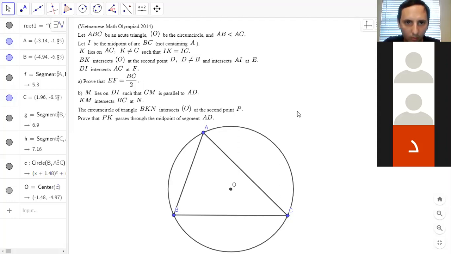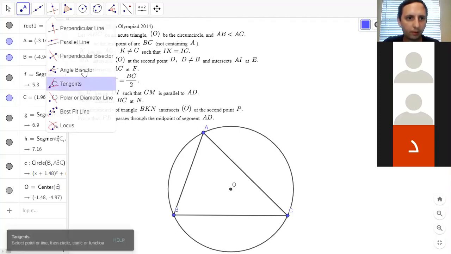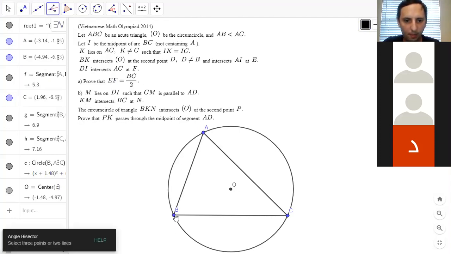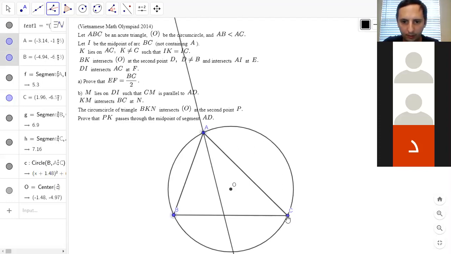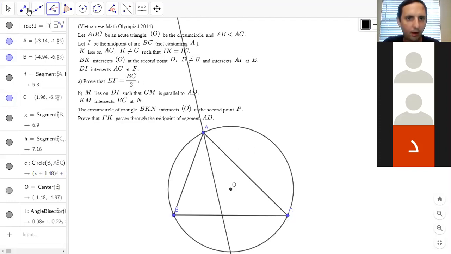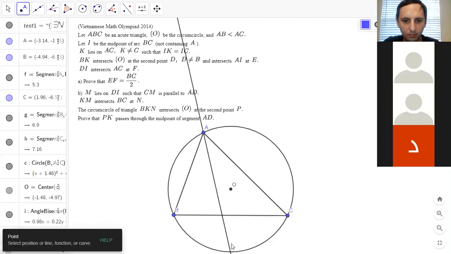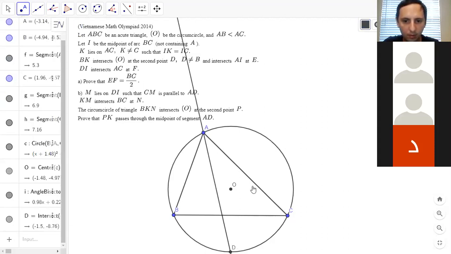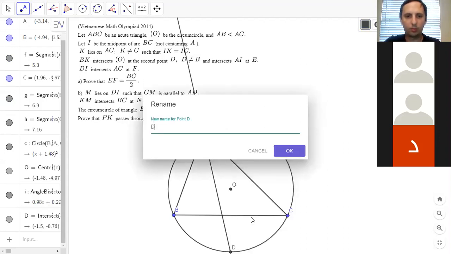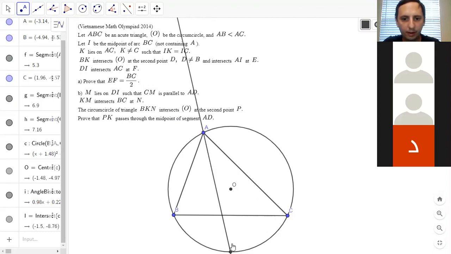All right, so O is the center. AB is less than AC. All right. I is the midpoint of arc BC. So I'll draw the angle bisector just for the heck of it. So kind of similar to the last problem. So this is point I, K lies on AC such that IK, okay. So this is like the incenter-excenter lemma again.